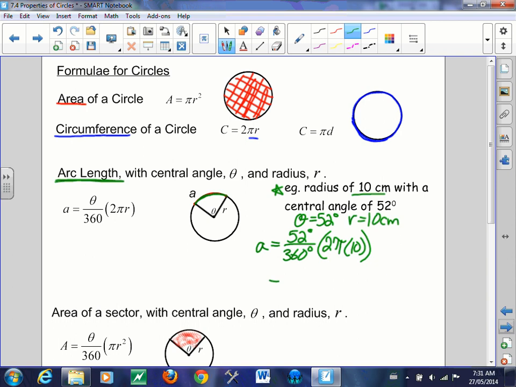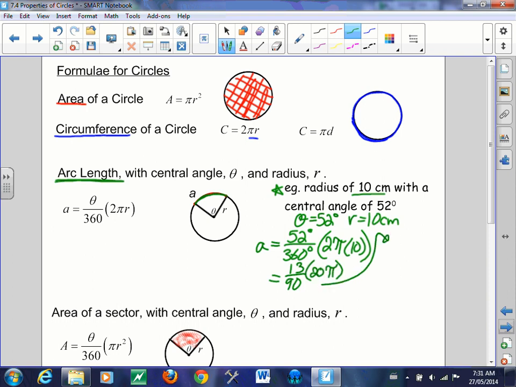Okay, I always like to simplify, ladies and gentlemen, because I don't want to round too early and have decimals that make it inaccurate. So I'm going to use my fraction button. I'm going to go 52 fraction button 360 in my calculator, and that's going to give me 13 over 90. Notice the degrees will cancel out. And then I'm going to go 2 times 10, which is 20 pi.